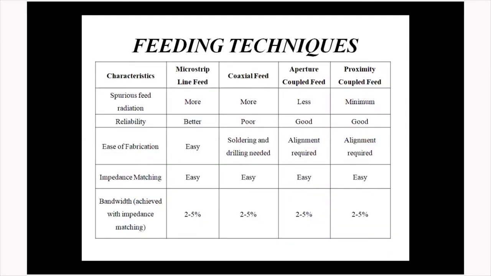Then the feeding technology. There are 4 types of feeds involved: microstrip line feed, coaxial feed, aperture coupling, and proximity coupled feed. When comparing them, the microstrip line feed is better than the other 3. Its reliability is better, and the fabrication is much easier compared with the other 3 feeds. The impedance matching is also very easy. The bandwidth range is 2 to 5%.